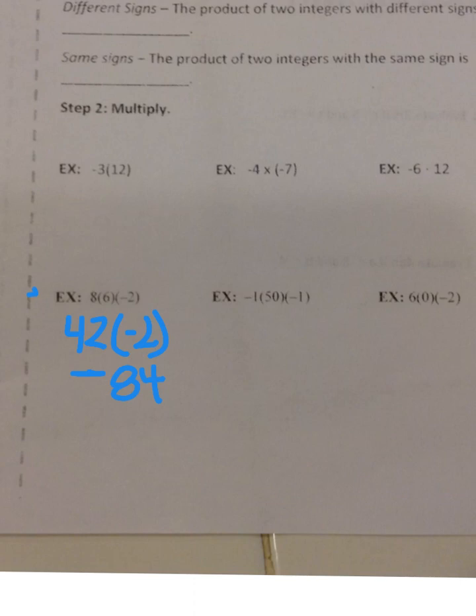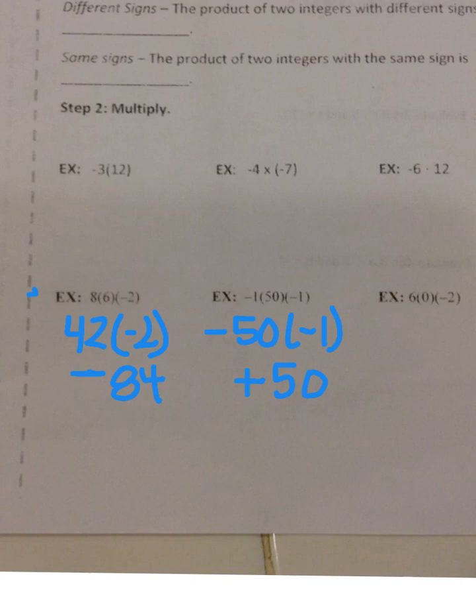For the next example, going left to right, negative 1 times positive 50, signs are different, so I get a negative 50. And then I'm going to multiply negative 50 times negative 1. The signs are the same, which results in a positive, and 50 times 1 is 50.